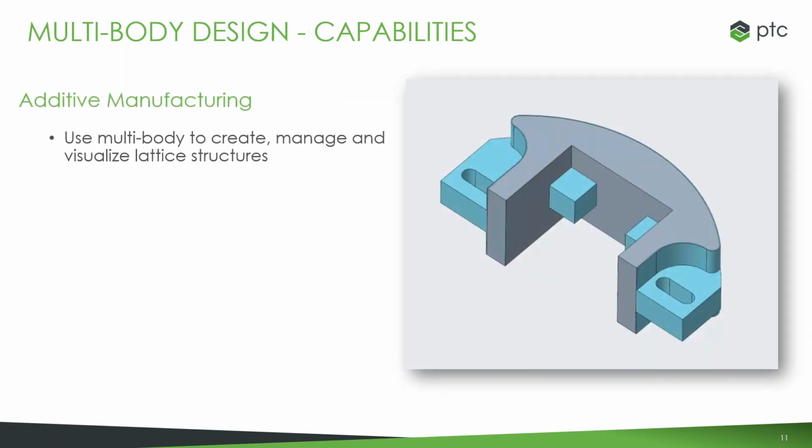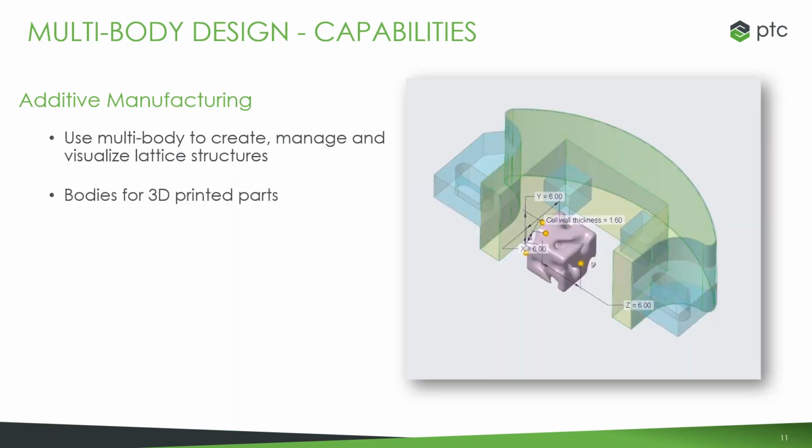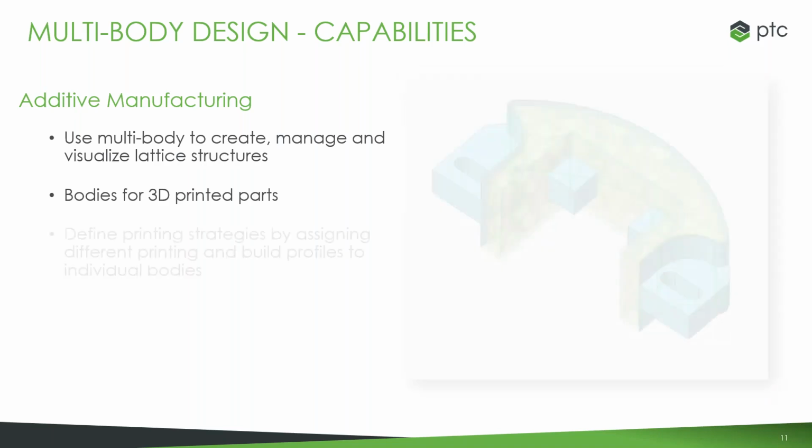Additive manufacturing is another area that hugely benefits from multi-body. These days additive manufacturing has become more complex. We can simplify that process with body-based control and definition of the build process. You can create, manage and visualize different lattice structures for different bodies, and when you print them, you can treat them as separate parts. Assign colors per body to improve the visualization. You can validate the clearance and interference between the bodies.